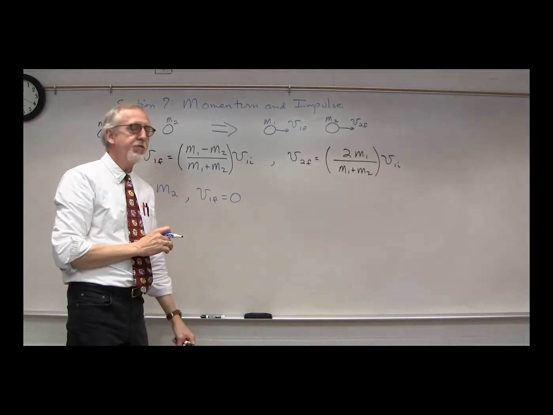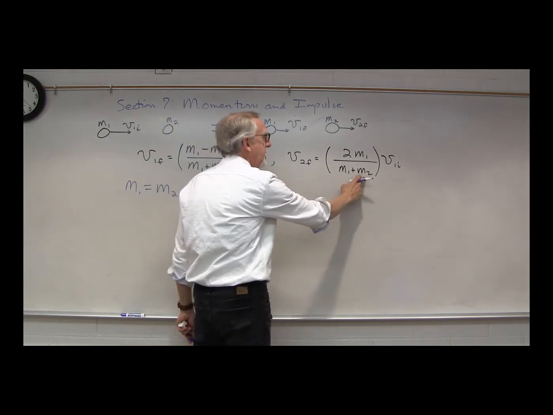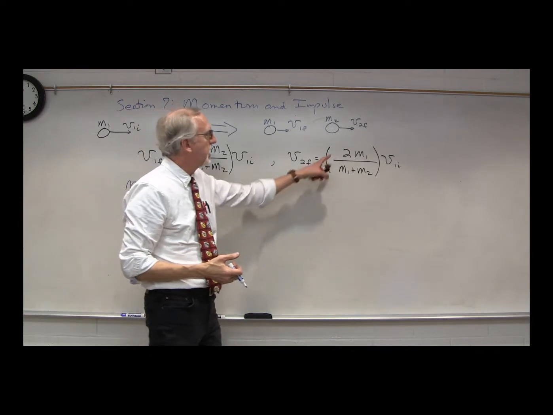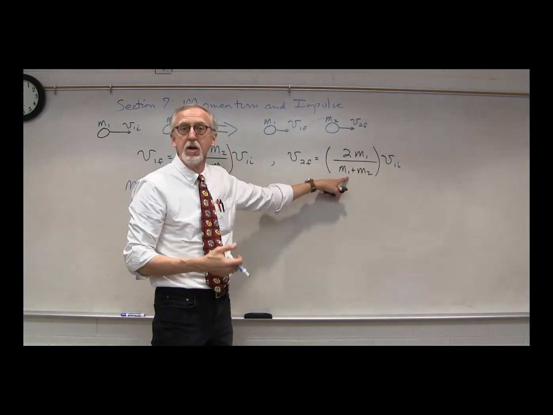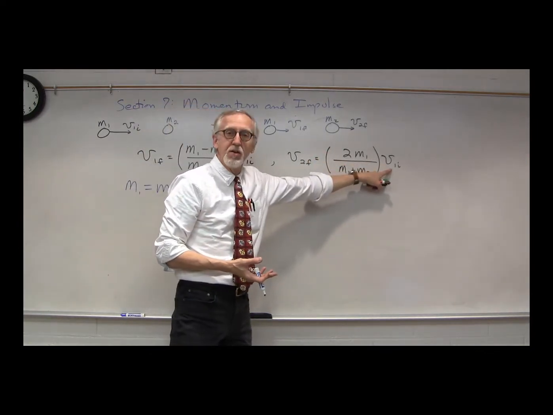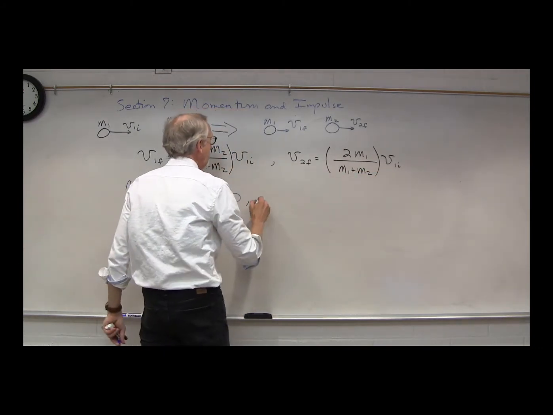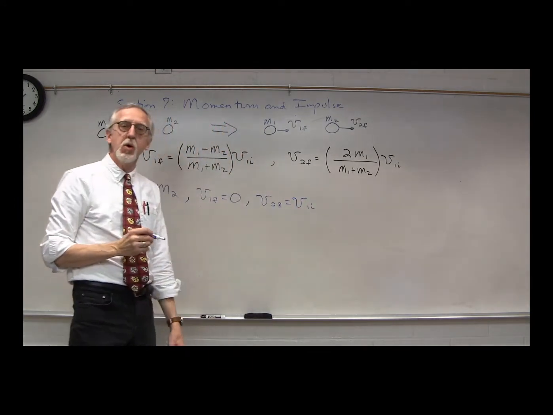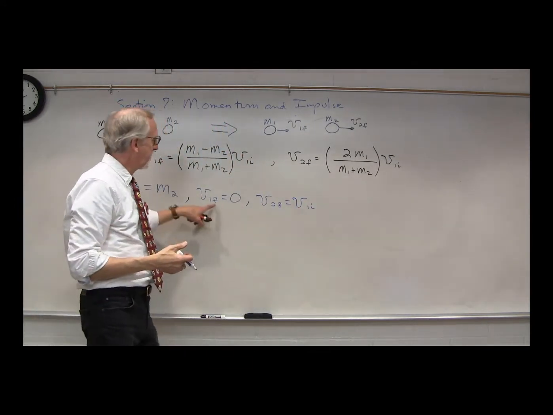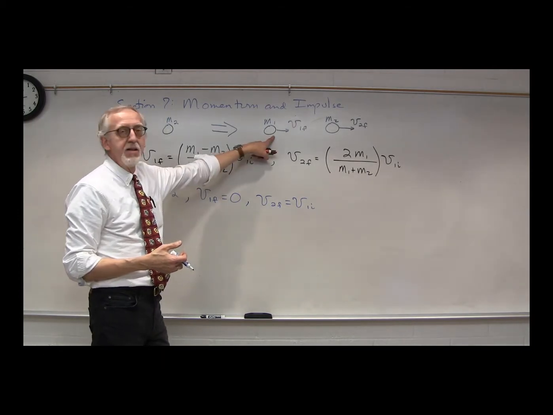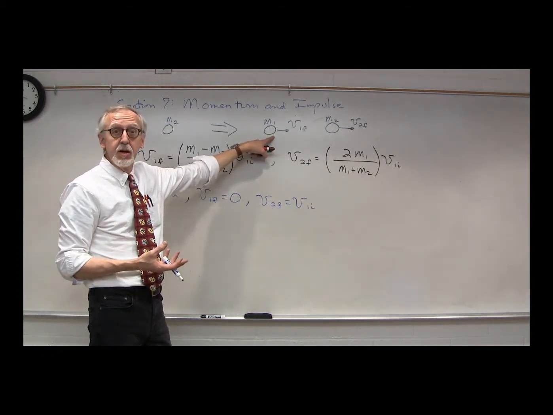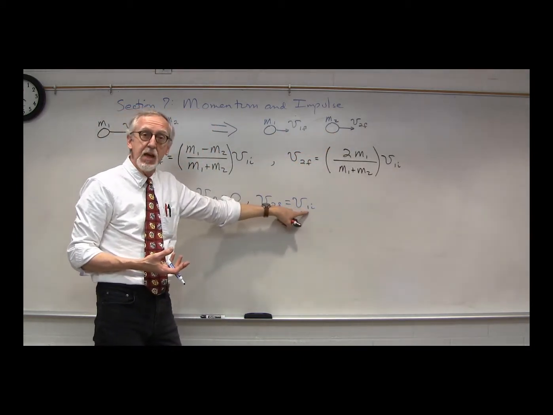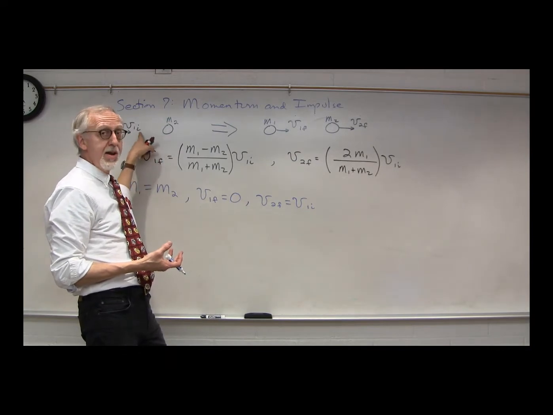What do we get for v2 final? Well, if m1 equals m2, then m1 plus m2 is 2 times m1. And we have 2m1 divided by 2m1, which is 1. We just get v1 initial on the right side. We end up with v2 final equal to v1 initial. What does this mean? v1 final is 0, which means m1 ends up stationary, not moving. And v2 final ends up moving at the same speed that m1 had initially.